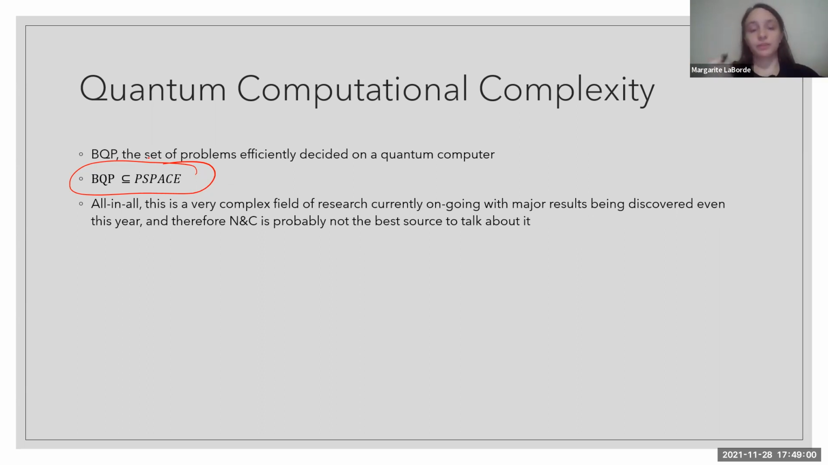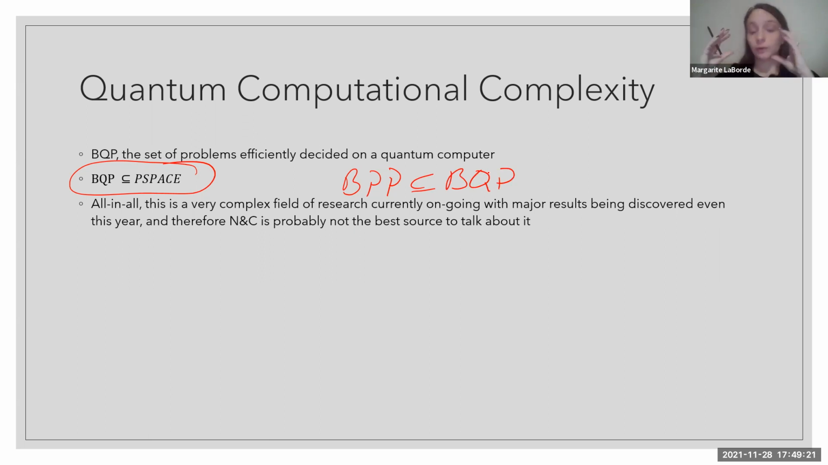The maybe interesting thing to note is that BPP, the bounded error probabilistic polynomial time complexity class, is contained in BQP. And so what does that mean?